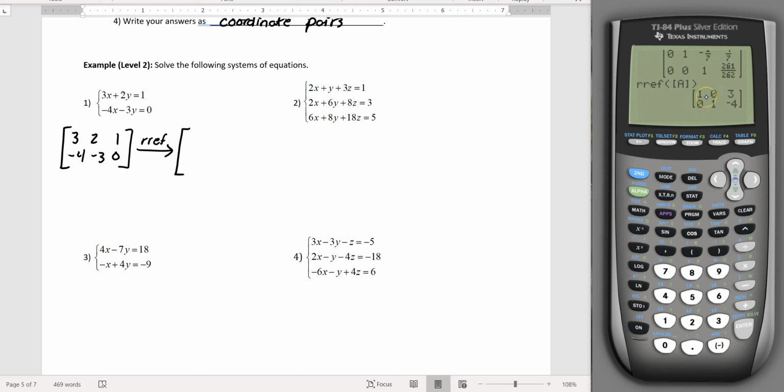You know you're in reduced row echelon form when you have 1s on the main diagonal, 0 for all the other coefficients, and the constants. So think about what this is saying. Let's write this out. 1, 0, 3, 0, 1, -4. This is saying x plus 0 equals 3, 0 plus y equals -4. So they're saying x equals 3, y equals -4, which is the coordinate point 3, -4.